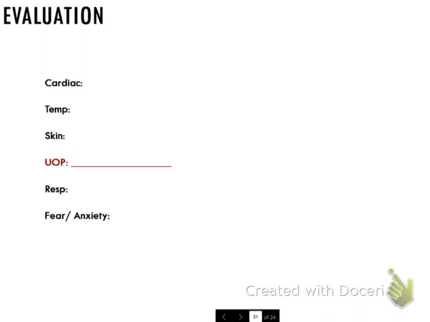Evaluation is going to be the same for everything, right? So we're looking at for cardiac, we're doing the ECG, blood pressure, CVP. We want it all within normal, temperature within normal. We want the skin warm and dry. Again, that urine output is the 0.5 mLs per kilogram per hour. Respirations, we want a regular respiratory rate and the SpO2 greater than 90. And we want them to verbalize if they are fearful or anxious so that we can deal with it.